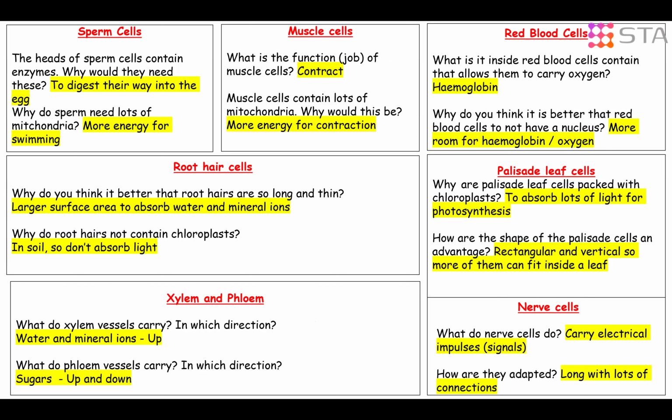Xylem and phloem, last of all. What do xylem vessels carry and in which direction? They carry water and mineral ions up the xylem, up the plant. What do phloem vessels carry? In which direction? They carry sugars both up and down, in both directions. So hopefully you got all or most of those questions right.